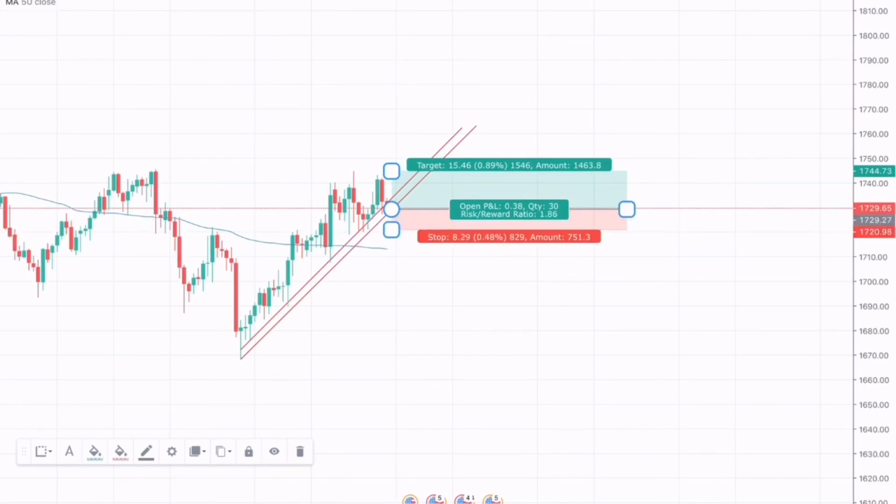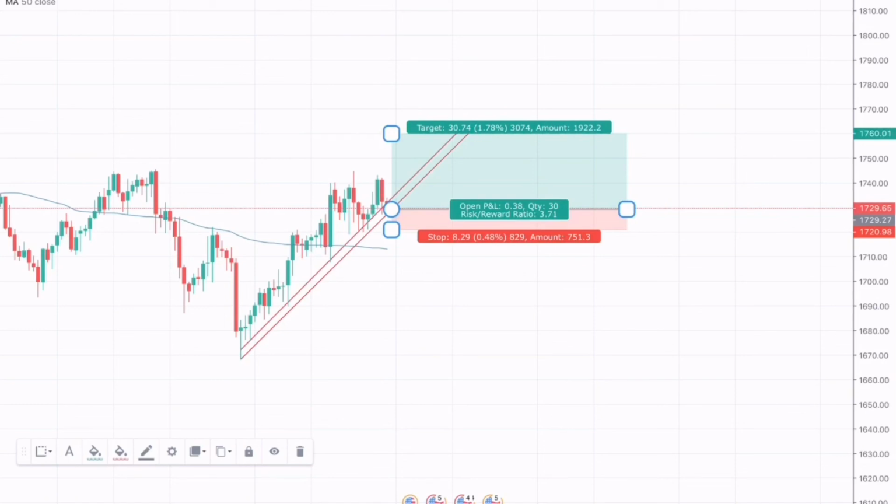placed somewhere around 1720, with my first take profit somewhere around 1743, which will give a reward of 1:1.7. Then my second take profit would be somewhere around 1753, just below the recent highs, which will give a reward of 1:2.8. Then my third take profit would be just below the higher highs, which is 1760, and this trade will give a reward of 1:3.